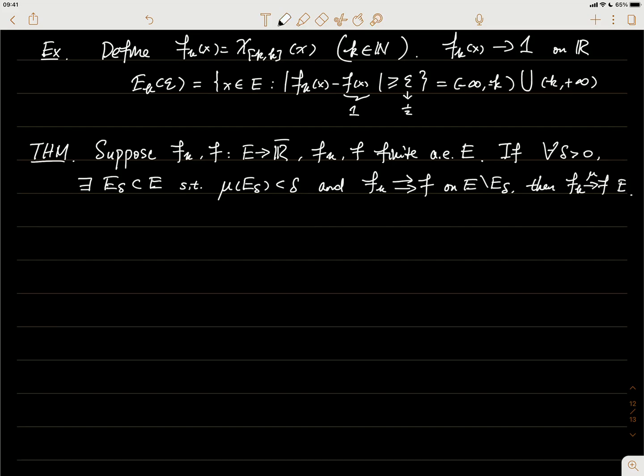Okay, so let's see why this is true. To show this, recall that if we are going to show the Fk converge to F in measure, our goal is, we want to show that for any epsilon, the measure of Ek epsilon goes to 0 as k goes to infinity, where Ek epsilon is the set that we defined earlier, right? That's our goal. Okay, and let's see how to show this.